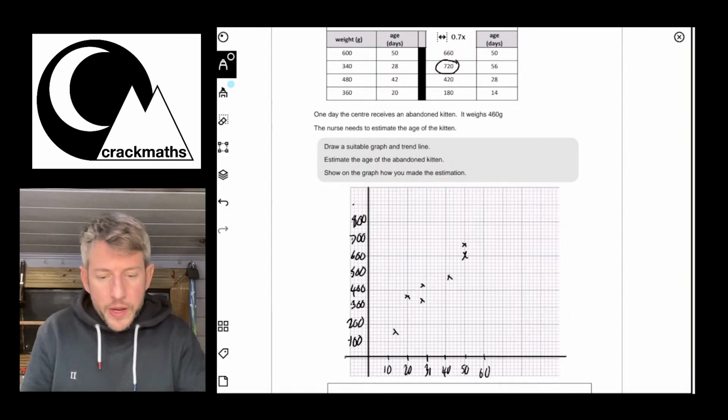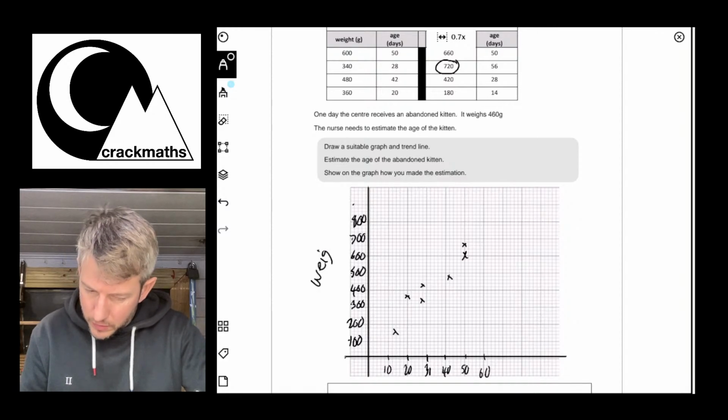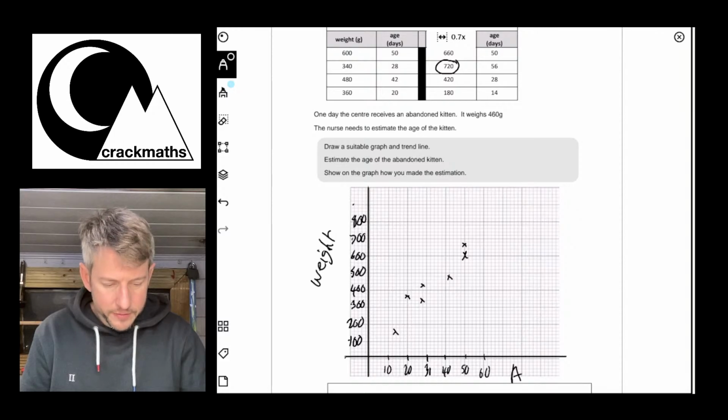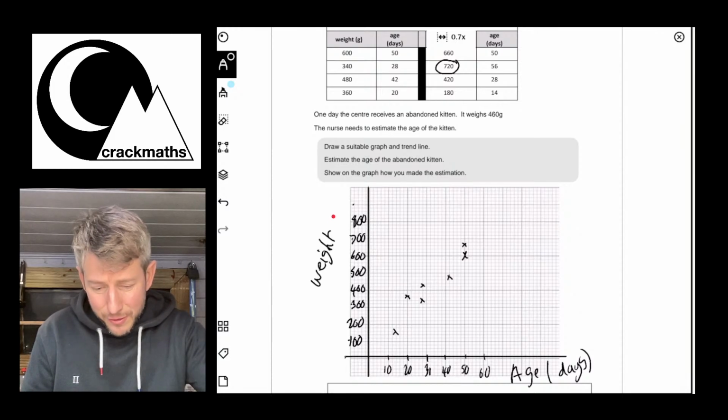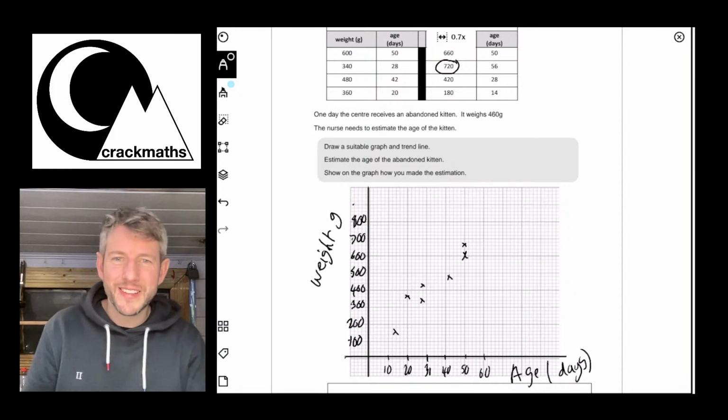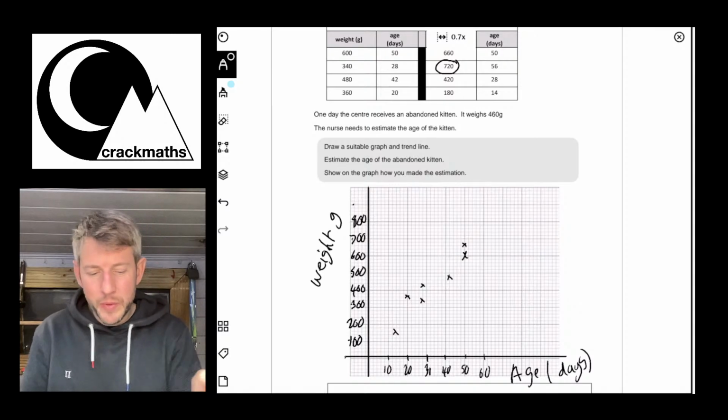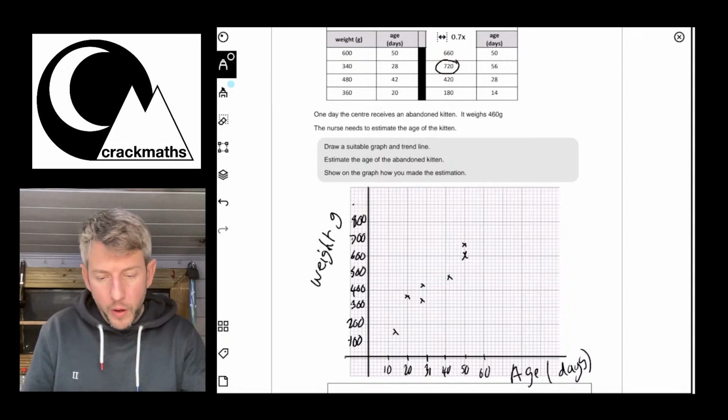Okay, great. We should label it: weight, age, days. Okay, and grams. They're so small. They're little kittens. Right, okay. So here we go. We can now plot our trend line.